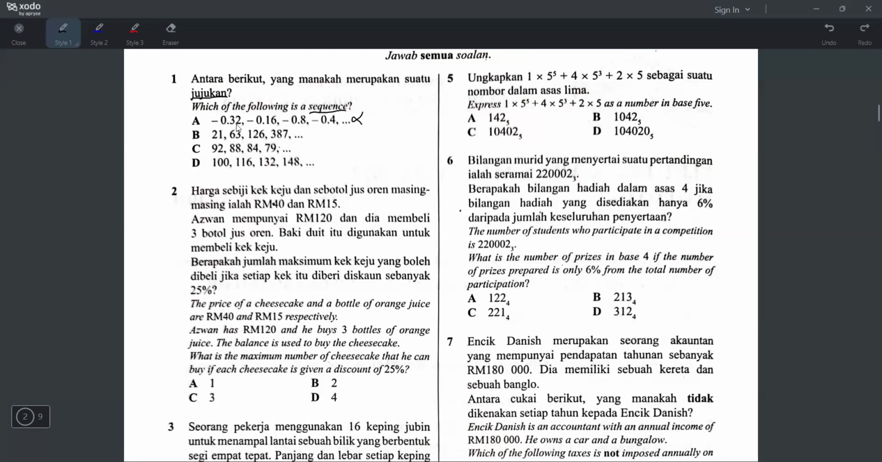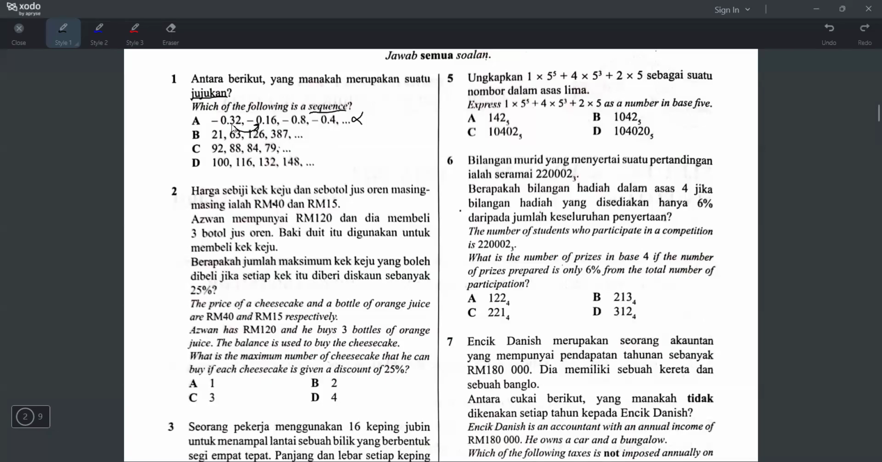Because from here to here the number is getting smaller, right? If the number is getting smaller, it means you either minus ataupun bahagi. When you minus something or you bahagi something, then only your number will get smaller. Sorry, it's getting bigger. What am I talking about? The number is getting bigger here, right? So negative 0.3 to 0.1 is getting bigger. When it gets bigger, you have to take the number tambah ataupun tolak lah.